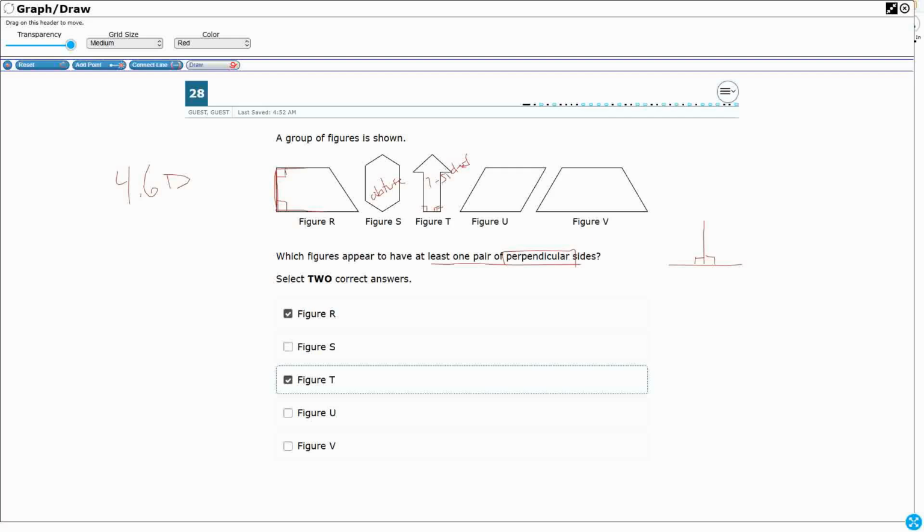Here we have just a parallelogram. Could possibly be a rhombus, but looks more like a parallelogram. We've got some acute angles here, some obtuse angles here, and then we've got a trapezoid. Same thing, 2 acute, 2 obtuse, nothing right. So our answers are going to be figure R, figure T.